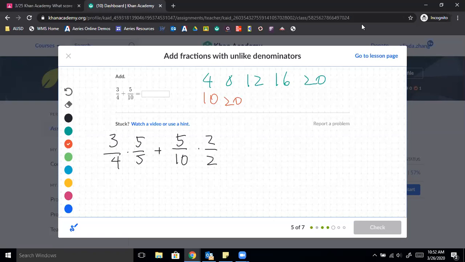If you did do 40, you would get the same answer. It's just, when they throw more complicated numbers at you, finding the least common multiple would be the easiest.